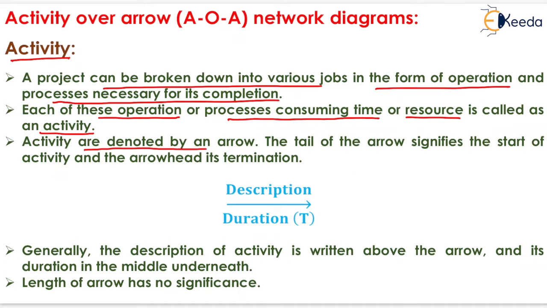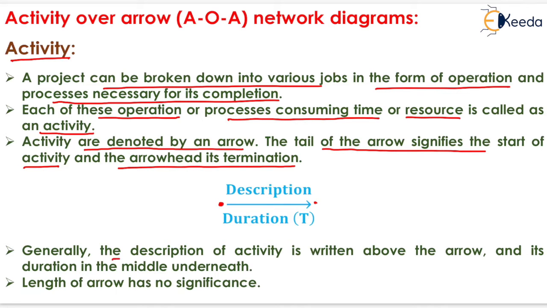Activities are denoted by an arrow. The tail of the arrow signifies the start of the activity and the arrowhead its termination. Now generally the activity is shown with the help of an arrow like this. The head of the arrow signifies the termination of the activity, which is shown here, and the tail of the arrow signifies the start of the activity.